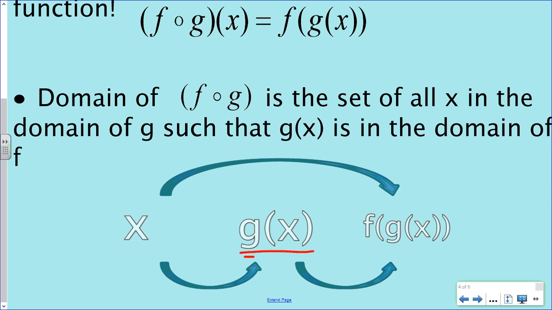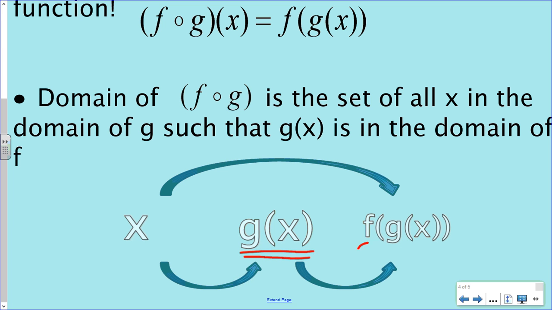Our first concern is the domain of g. We have to consider the domain of g because if we have a limited number of x's we can plug in, we need to be aware of that. Then we're going to plug into f from those g of x numbers, right?